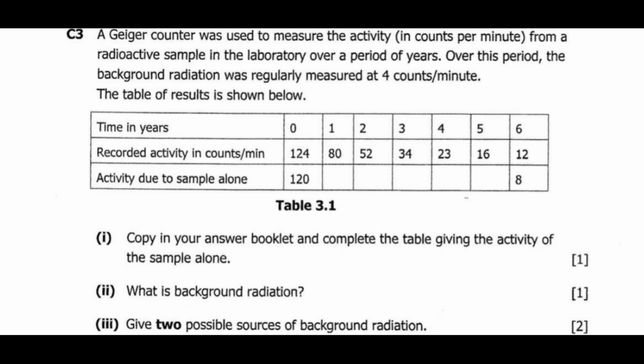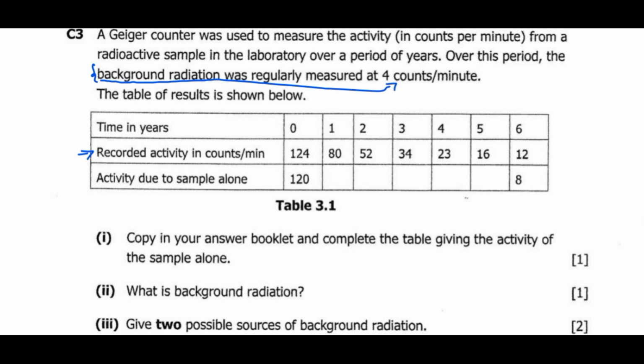So time in years 0, 1, 2 up to 6, recorded activity in counts per minute, then activity due to sample alone. Here we have been given the background radiation. Copy in your answer booklet and complete the table giving the activities of the sample. So how do we find the activity due to the sample? Whenever you are given the background radiation, you're supposed to subtract this number from the recorded activity.